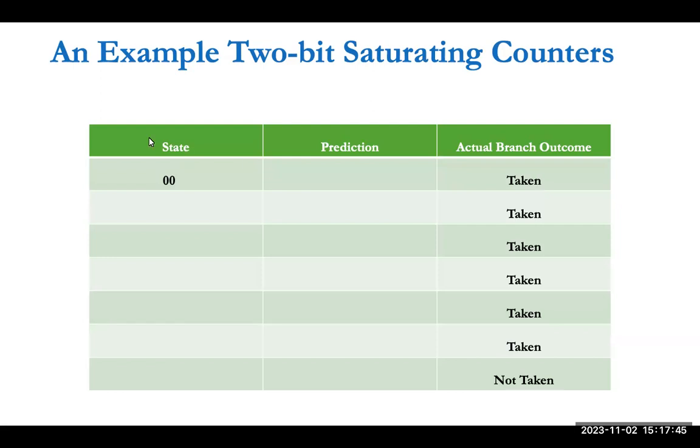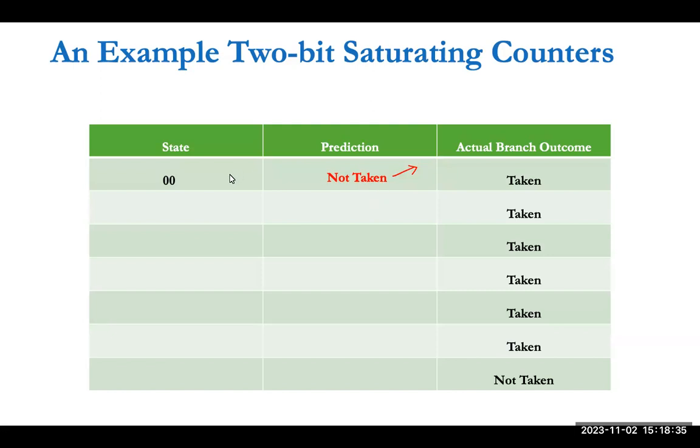Okay. So now to build this state machine, a 2-bit saturating counter, initially your state machine starts with 0, 0. Assume that it is not taken. So your hardware dynamic prediction starts with the initial guess that the branch will not be taken. Then it compares that prediction with the actual outcome. Actually it is taken, so there is one wrong prediction here.